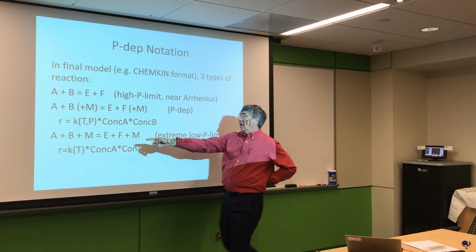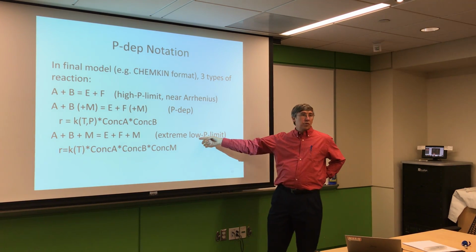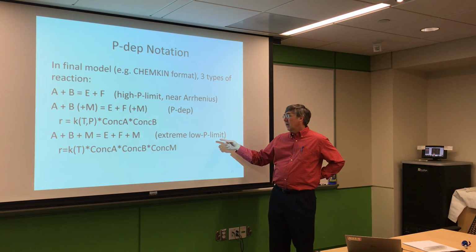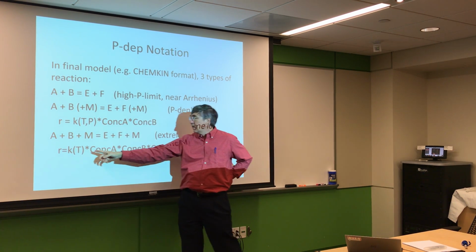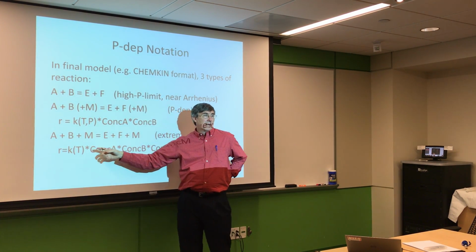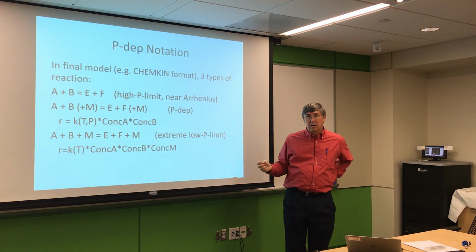If you write it this way, A plus B plus M equals E plus F plus M, that's going to assume you're in the extreme low pressure limit, and it's going to actually evaluate the concentration of A, concentration of B, concentration of M. Notice that k now has different units because of one more factor of inverse concentration in there.